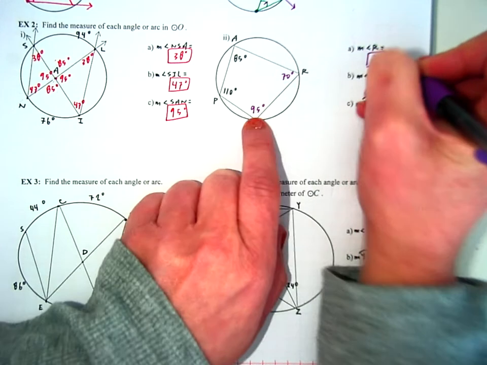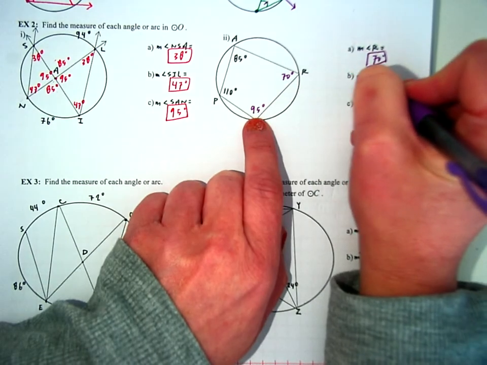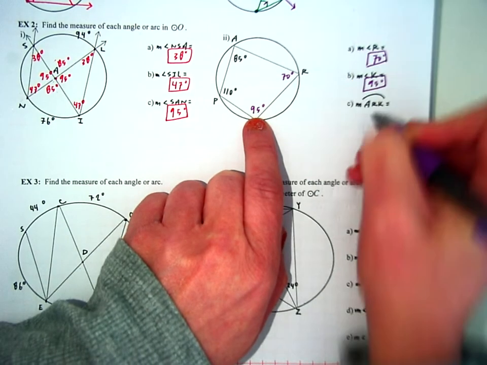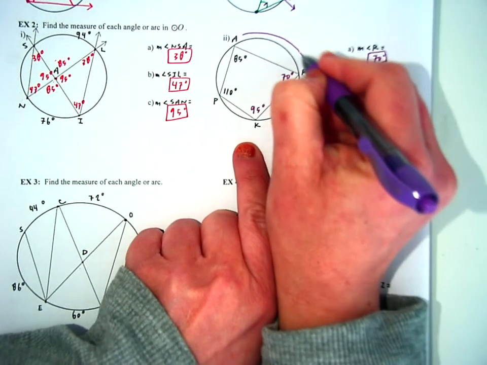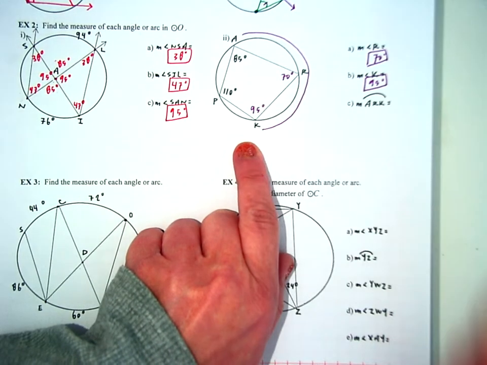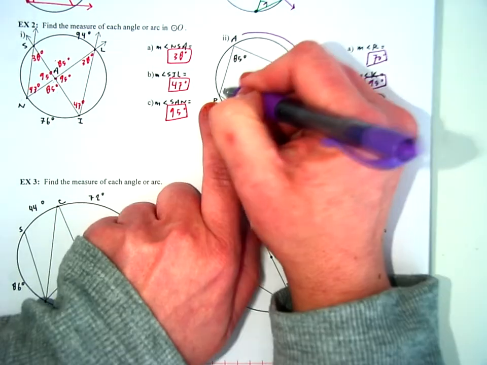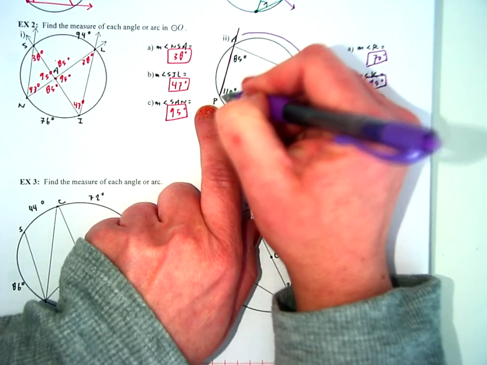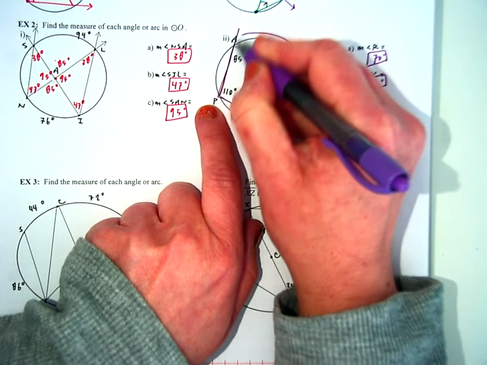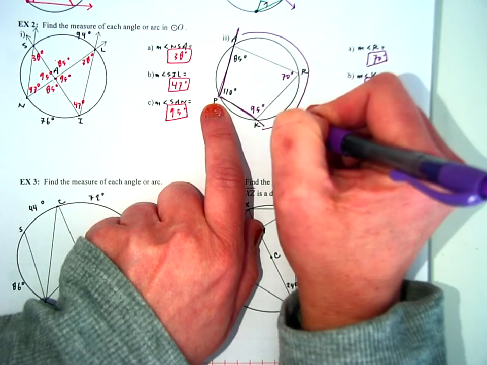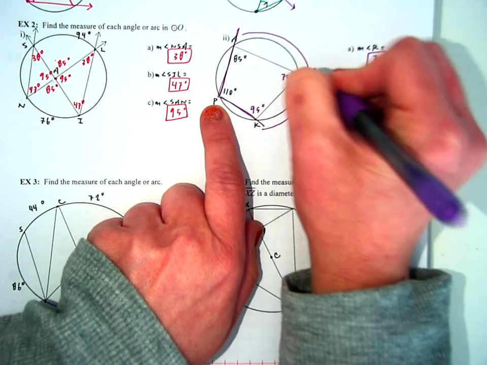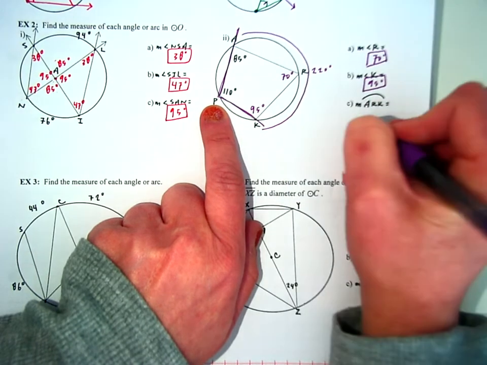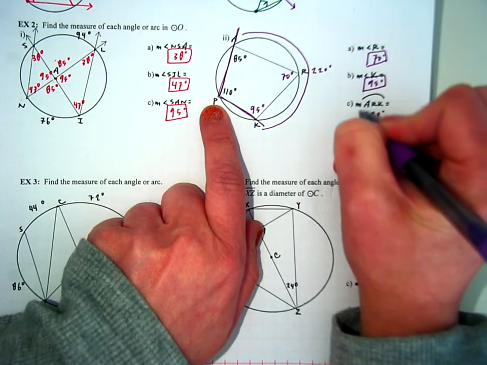Angle K has a measure of 95. Okay, and then I'm asking for the measure of ARK. So I'm asking for this arc right there, so it has to be a major arc. How do I get there? Well, if I look at where P is, here is its intercepted arc, and this right here is the inscribed angle. So I just have to double it, and I get 220 for that major arc.